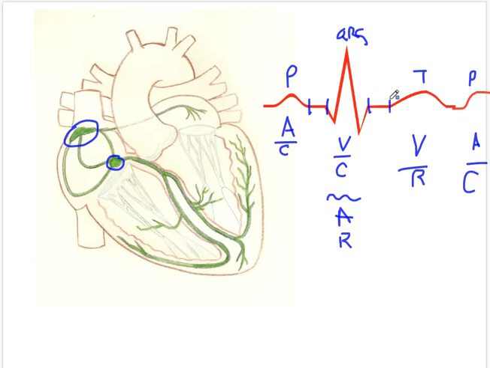And this next segment we called the ST segment is the time between the ventricles contracting and the ventricles relaxing. So it's the amount of time those ventricles stay squeezed. Then we had that TP segment. That's just the time between the ventricles relaxing and the atria contracting again.